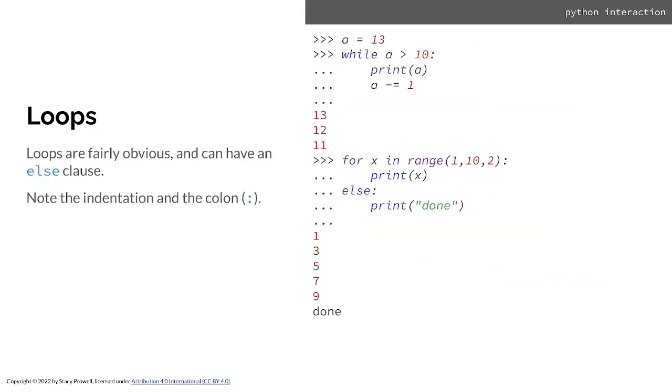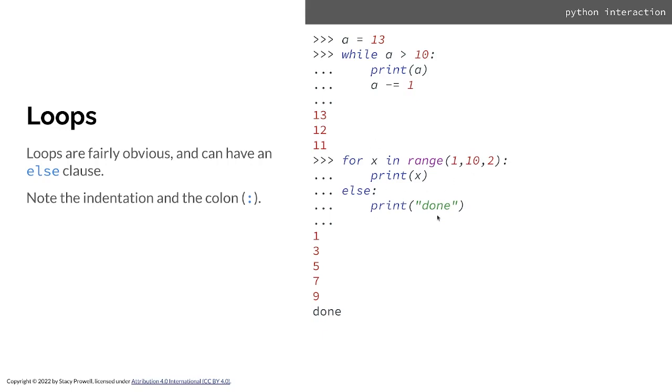Loops are pretty simple. You saw the for loop earlier. Here's another one where I have the range with a stride. So I say for x in range 1 up to but not including 10, and I want to count by 2s. So I would start at 1, and then I would add 2, and then I have 3. I would add 2 and have 5, and then 7, and then 9, and then I would add 2 and I'd be done. I would never get 11, because I stopped when I hit 10.